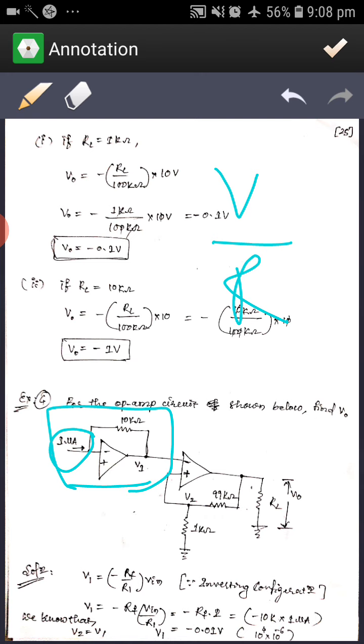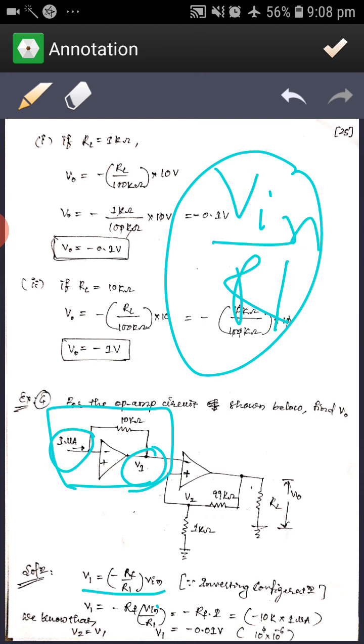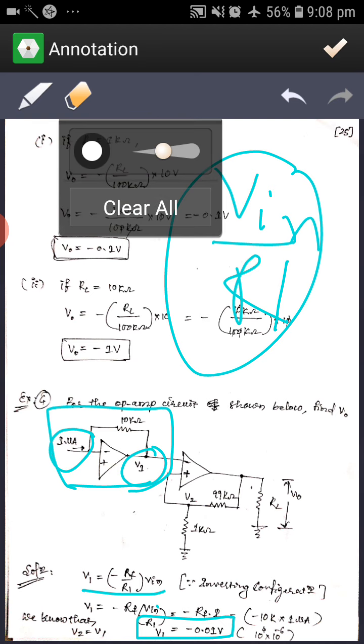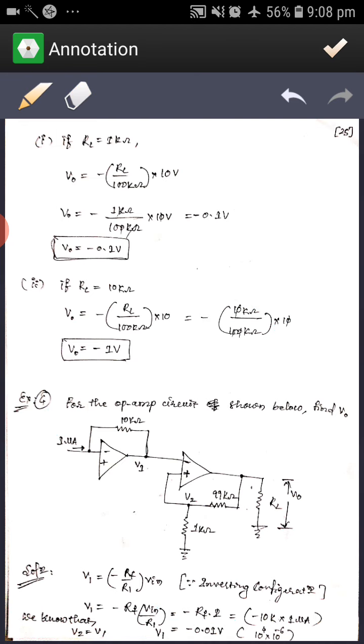We know the inverting equation: V1 is equal to minus RF by R1 into Vin. So V1 is equal to minus RF into Vin by R1, and Vin by R1 is the current, which is given as 1 microamp. So directly the output V1 is equal to minus RF into I, that is minus 0.01 volts.